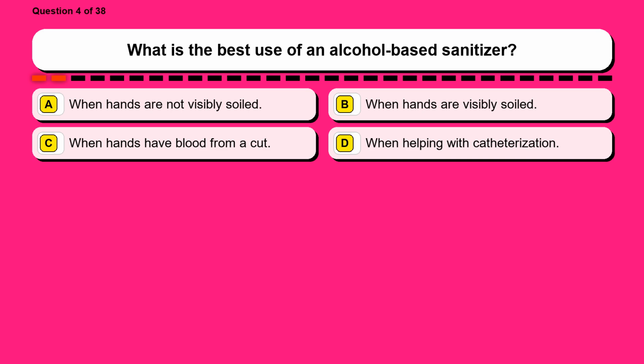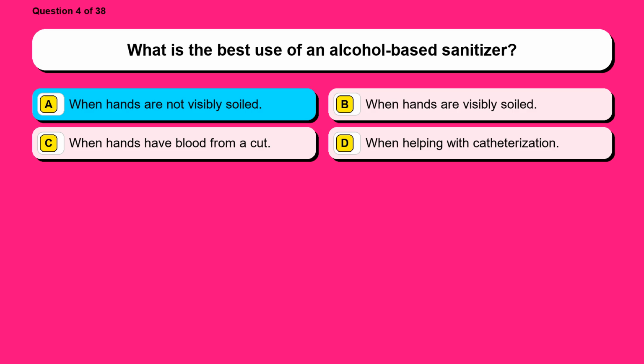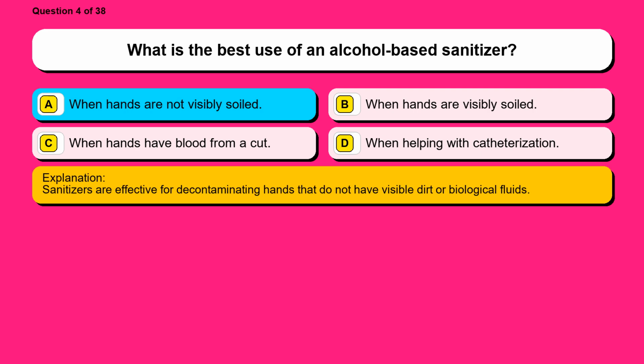Question 4. What is the best use of an alcohol-based sanitizer? Option A, when hands are not visibly soiled. Option B, when hands are visibly soiled. Option C, when hands have blood from a cut. Option D, when helping with catheterization. The correct answer is option A, when hands are not visibly soiled. Sanitizers are effective for decontaminating hands that do not have visible dirt or biological fluids.